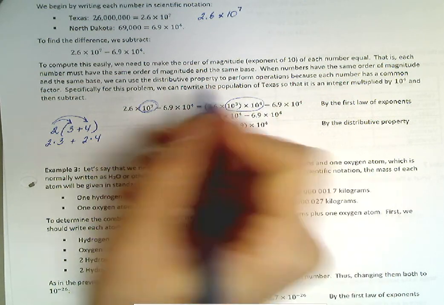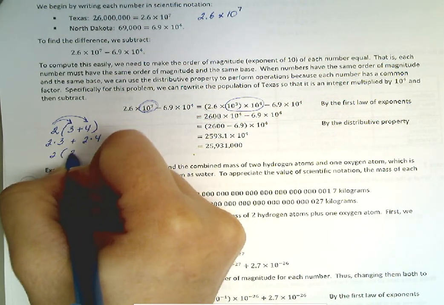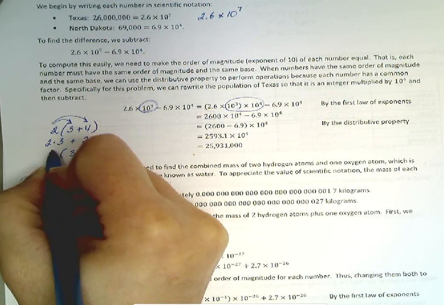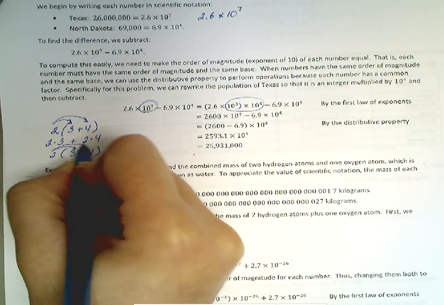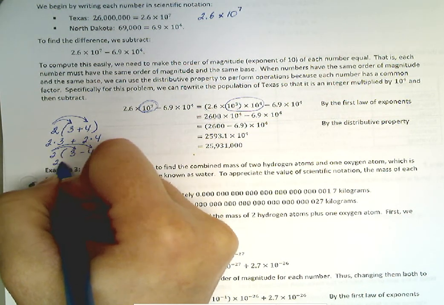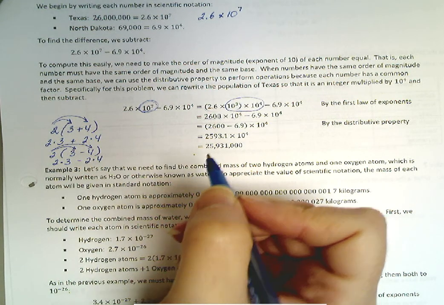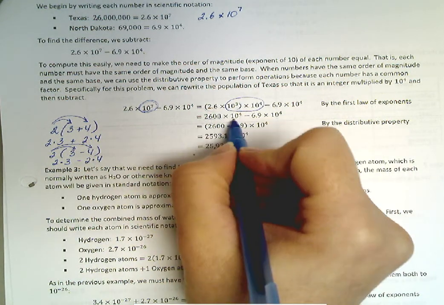The same thing goes for subtraction. If I had 2 multiplied by 3 minus 4, I would still multiply 2 by 3 and 2 by 4 and put a subtraction sign in between. So I'll have 2 times 3 minus 2 times 4. Okay, so here I have that part.